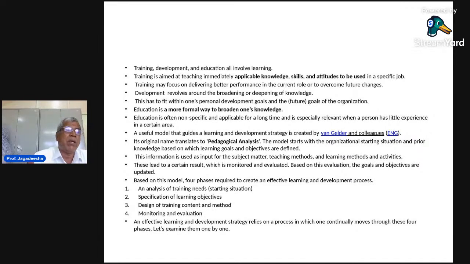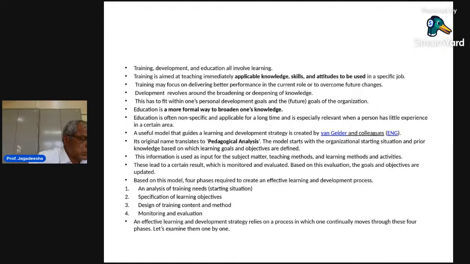For example, MBA, otherwise MCOM, for 2 years. This is more of education, a particular program wherein you enrich your knowledge with skill, knowledge and abilities for a period of 2 years. That's part of education. And education is often non-specific and applicable for a long time. As I told you, MBA, otherwise MCOM, is for 2 years. A postgraduate diploma is for 2 years. And a certificate program for 6 months. And so on and so forth.